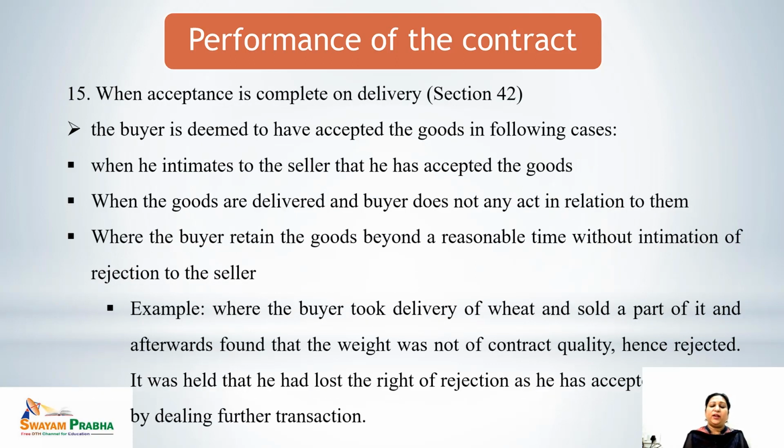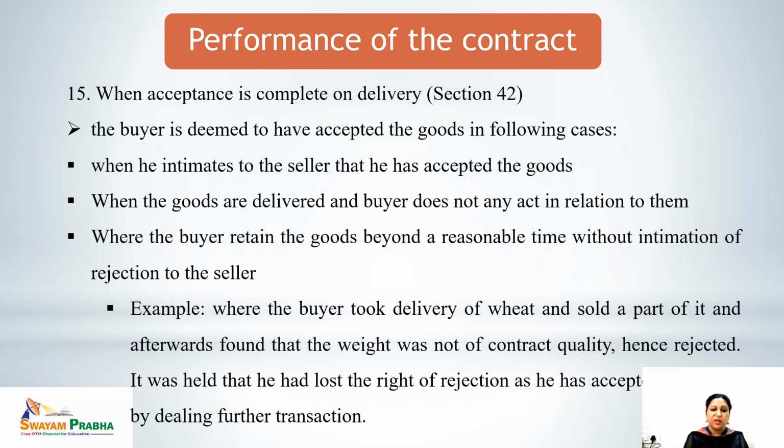When acceptance is complete on delivery, Section 42 explains that the buyer is deemed to have accepted the goods in the following cases. One, once he intimates that he is accepting the goods. Or, when the goods are delivered and the buyer does not give any reaction, comment or intimation in relation to the goods. That means the seller should assume that the goods are being accepted. Where the buyer retains the goods beyond a reasonable time, that means if there was some fixed time or, in the absence of a fixed time, a reasonable time, when the buyer retains the goods even beyond the reasonable time, it is an intimation that the goods are being accepted.